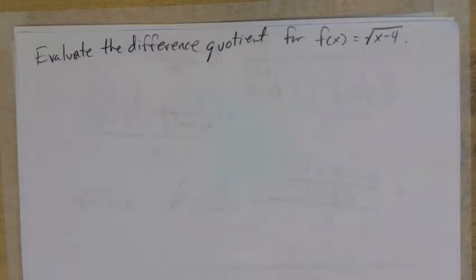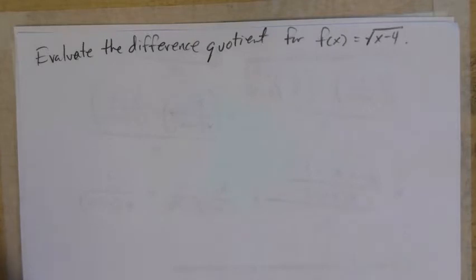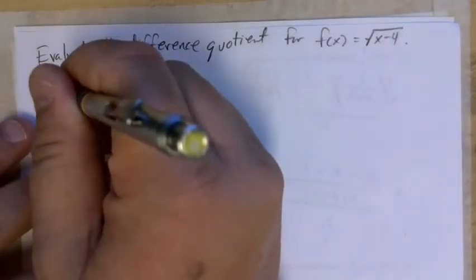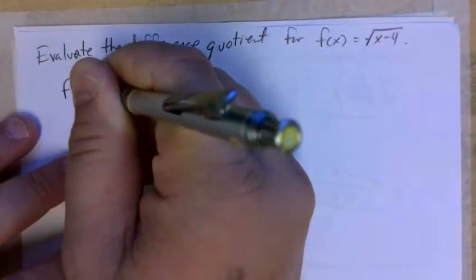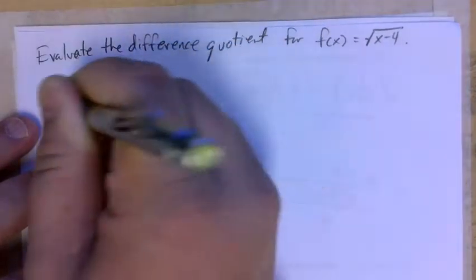This is finishing off difference quotients. I wanted to show you one where you have to evaluate the difference quotient for a square root. Now, when you have to do this, you have to go through a process of rationalizing the numerator. But to recall, the difference quotient is f of x plus h minus f of x all over h.